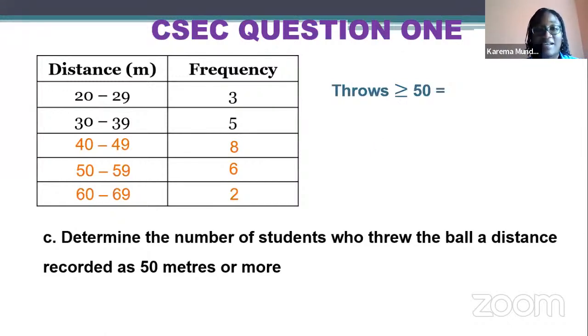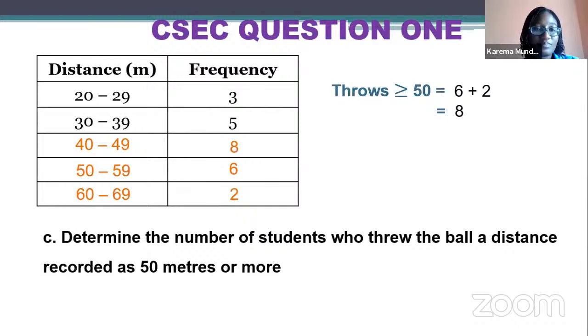Great. I hope you are seeing that you are now equipped with information, skills, and strategies to answer actual CSEC questions. All right. Mrs. Mundell-Thomas, before we go on, I want them to look at the inequality sign that's there. Even though the question said recorded a distance of 50 meters or more, what does that look like? What does the "or more" mean?